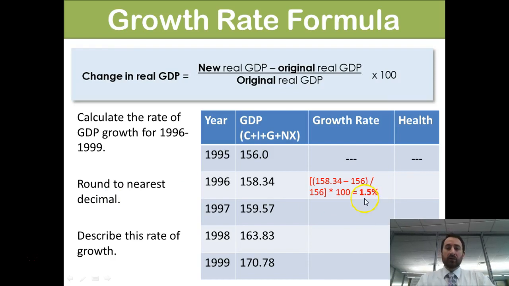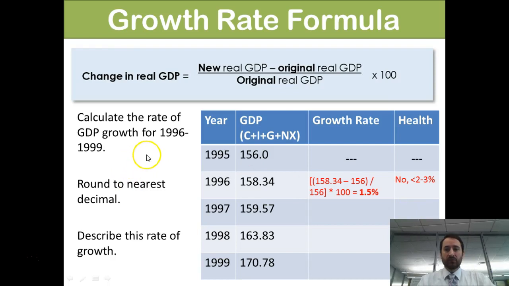Now we have a number that means something to us. We can compare that number to our target range of 2 to 3%, and we know that 1.5 is low, right? And so is this healthy? We would say no, it's less than the 2 to 3% target range. So pause the video, plug in these numbers for the years 1997 through 1999, identify the growth rate, round to the nearest decimal, and then identify if it's healthy or if it's not healthy.